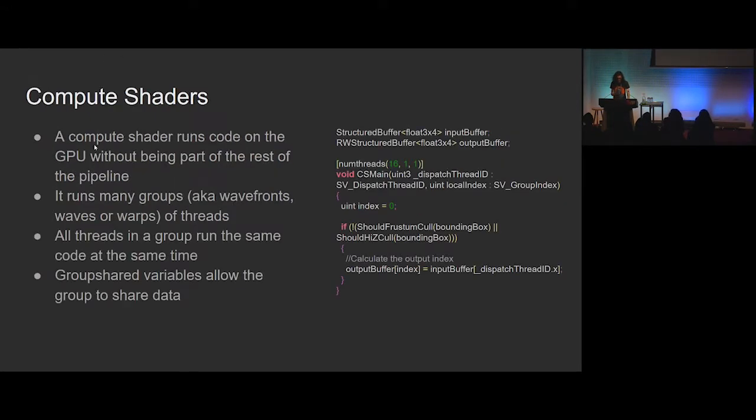As I was mentioning before, a compute shader runs code on the GPU without being part of the typical pipeline. So it doesn't need to have any vertices going into it or have associated geometry. In a compute shader, we always run a bunch of groups, wavefronts, waves, or warps, depending if you're on NVIDIA or AMD hardware or whatever else. These are always groups of threads, typically 16 or 32 threads running side by side, and they always run the same code at the same time. This is the same as in a regular shader, but it's less obvious there.